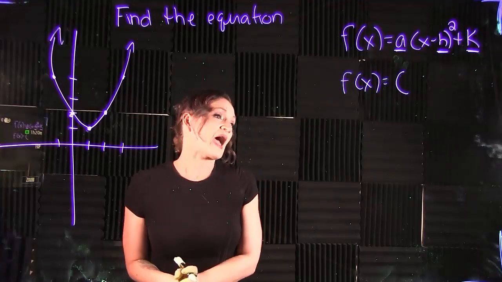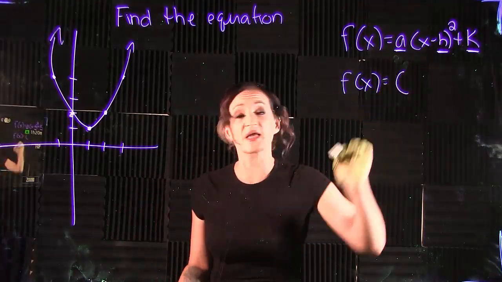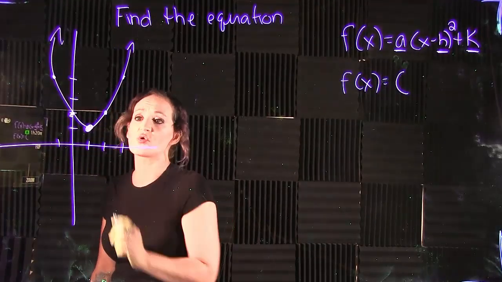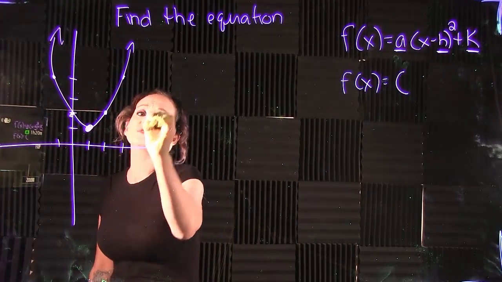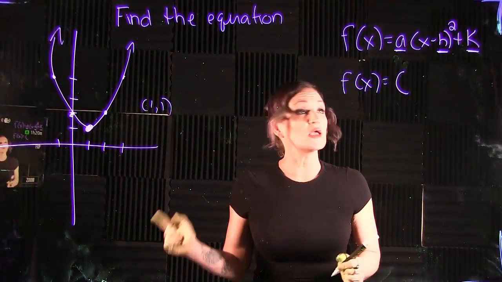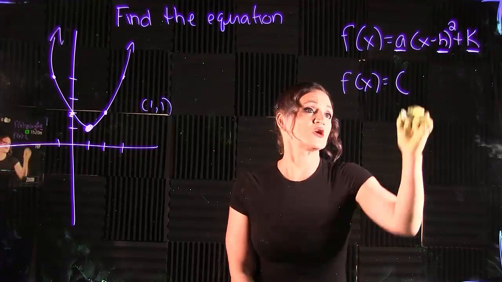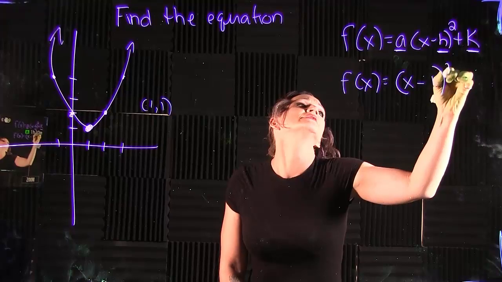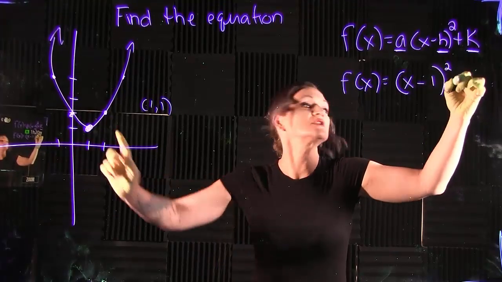Now, all we have to do is plug in h and k. And h, k, keep in mind, is the vertex of your equation. So this point here is 1, 1. I'm going to plug that into this equation: x minus h is a 1, squared, and k is also a 1.